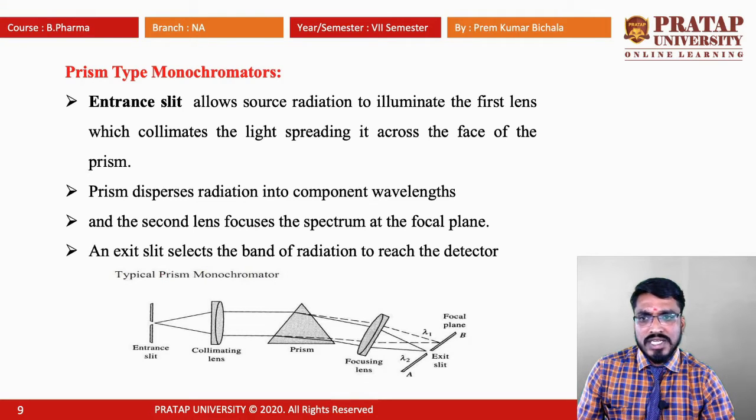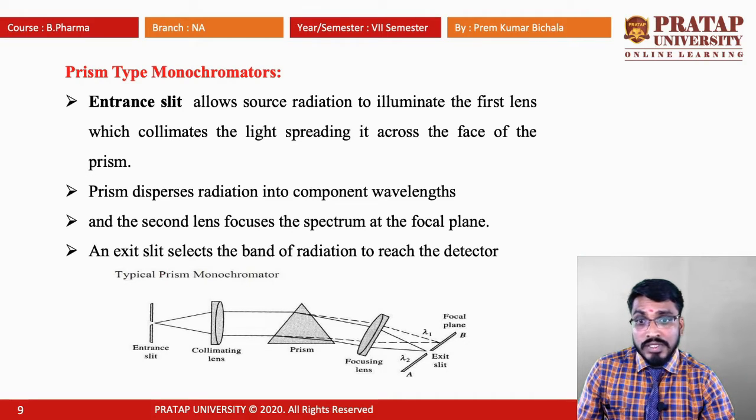From the entrance slit, it allows a source of radiation to illuminate the first lens, which collimates the light, spreading it across the face of the prism. So when the light passes through the entrance slit, it travels through the collimating lens. This lens adjusts the light towards the prism. The prism disperses radiation into the component wavelengths. Here we have some rotation. By the rotation of the prism, we adjust the wavelength which we require.